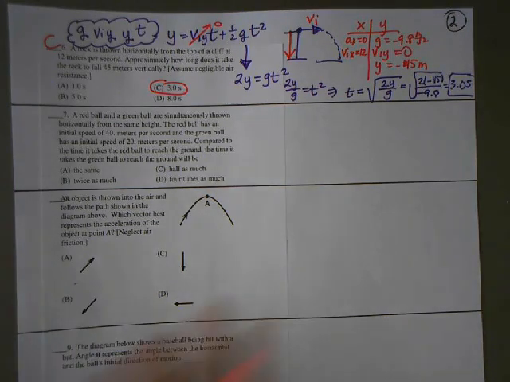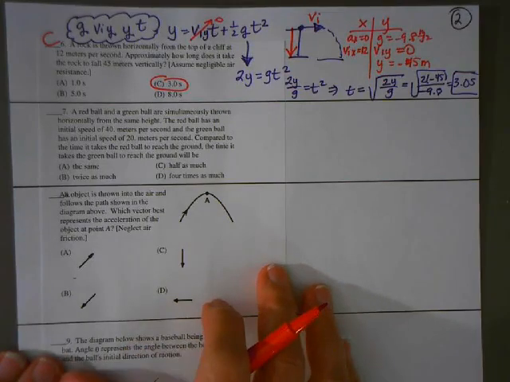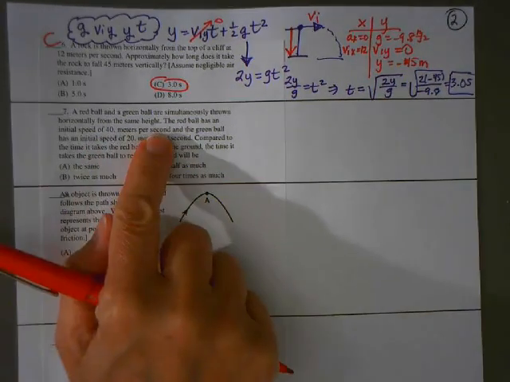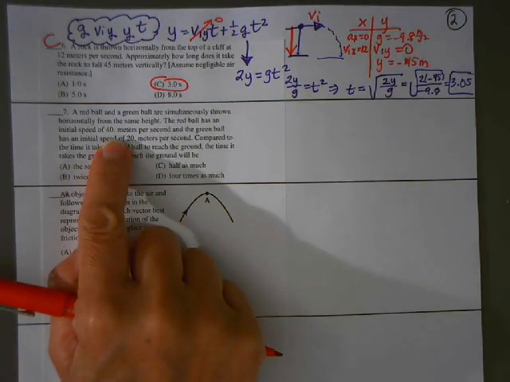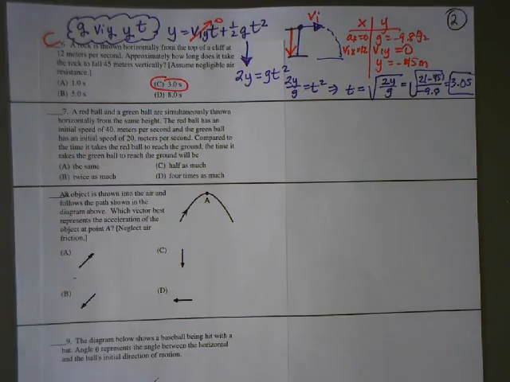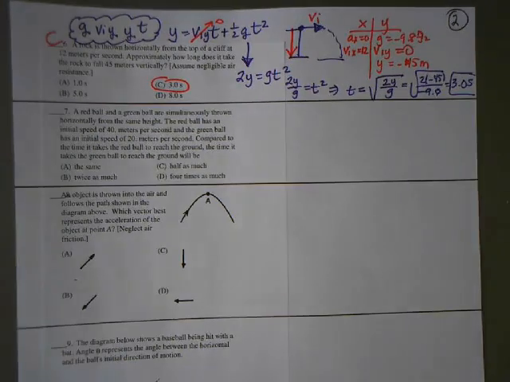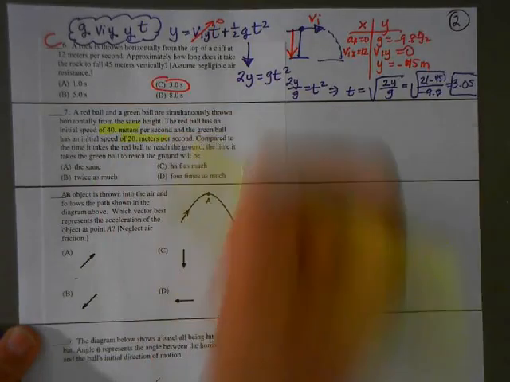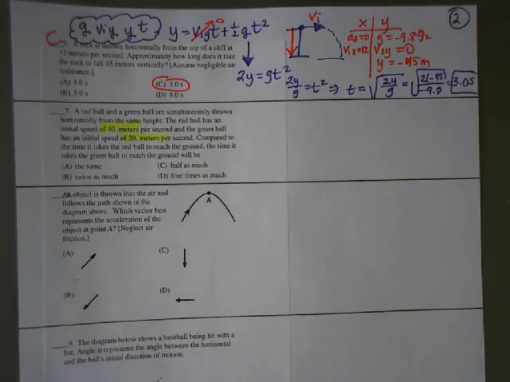Okay, let's look at number 7. It says a red ball and a green ball are simultaneously thrown horizontally from the same height. The red ball has an initial speed of 40 and the green ball has an initial speed of 20. Compared to the time it takes.